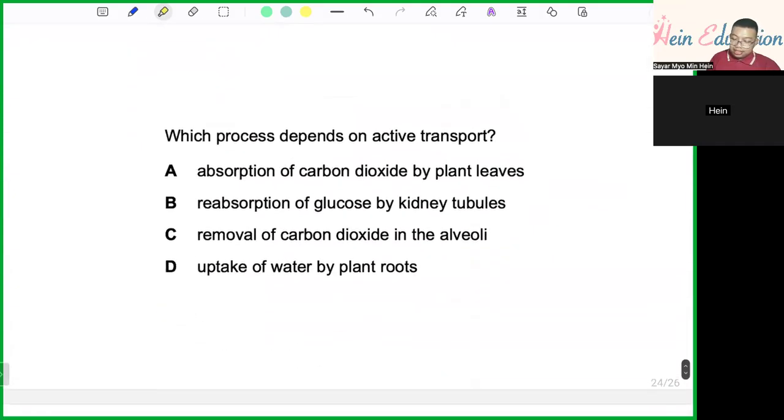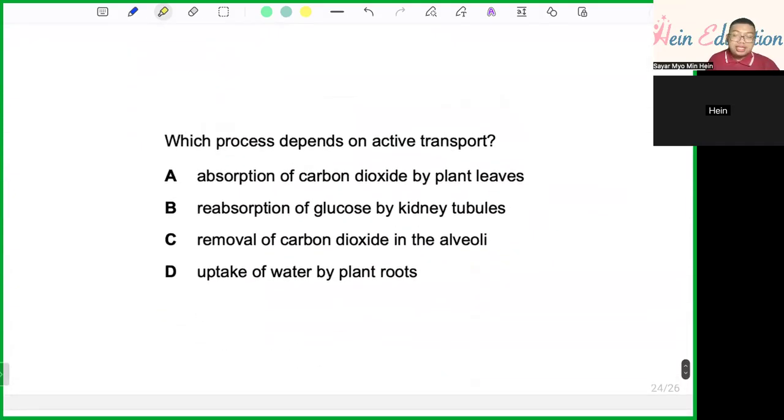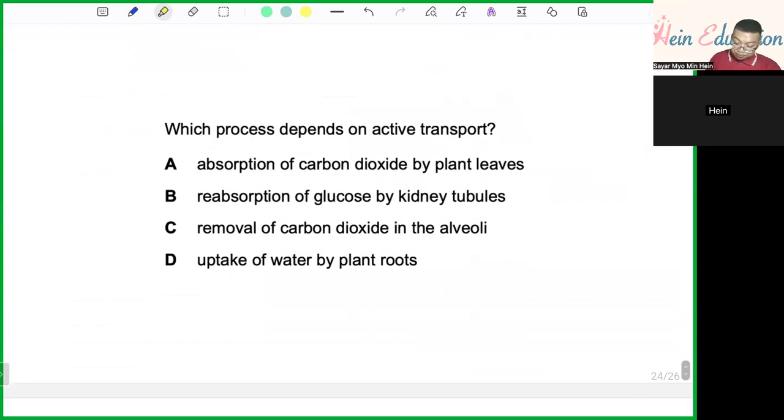And for number three, this is very simple. Which process depends on active transport? Active transport is the movement of substances from low concentration to high concentration, against a concentration gradient, using energy from respiration as well as using carrier proteins.